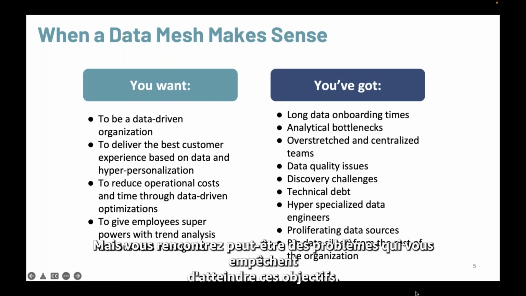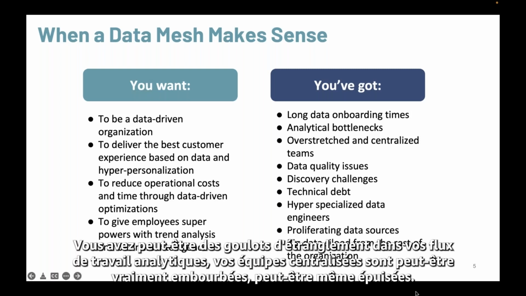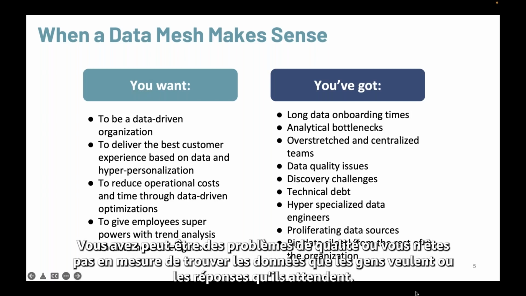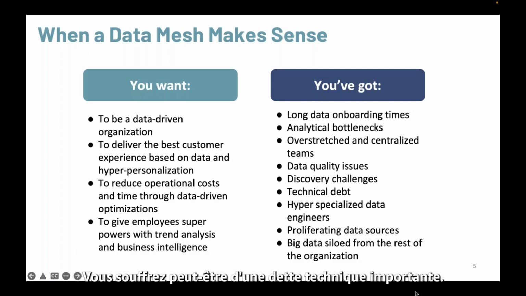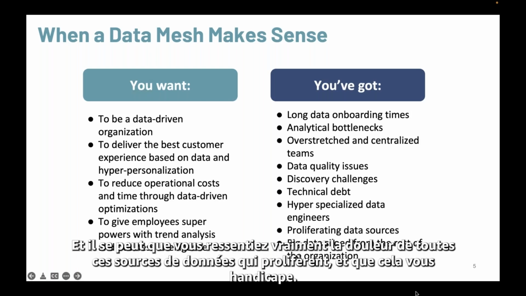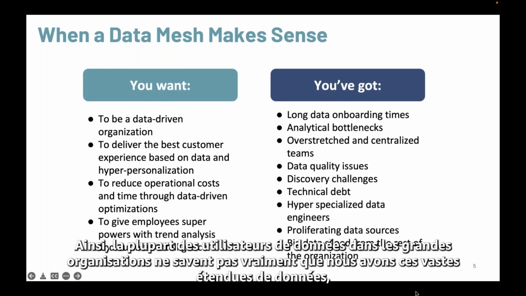But you might be experiencing some problems that are keeping you from achieving those goals. So it may take very long to onboard data. You may have bottlenecks in your analytics workflows. Your centralized teams may be really bogged down, maybe even burned out. You may have some quality issues, or you're not able to find the data that people want or the answers that people want. You might be suffering from a lot of technical debt. You may have resource constraints or skilling challenges around having very, very hyper specialized data engineers, and you may be really feeling the pain from all of these proliferating data sources. And it might be hurting you. You might have recognized that actually having a centralized team, a silo effectively around big data, is making it hard for people to do work.